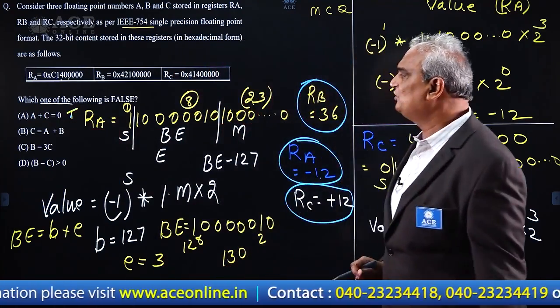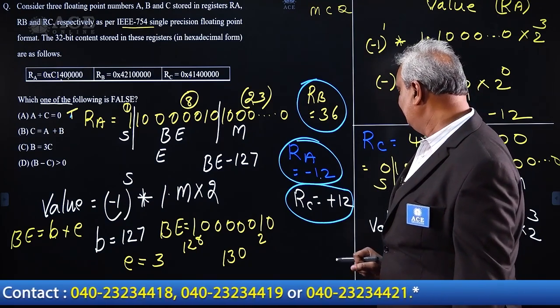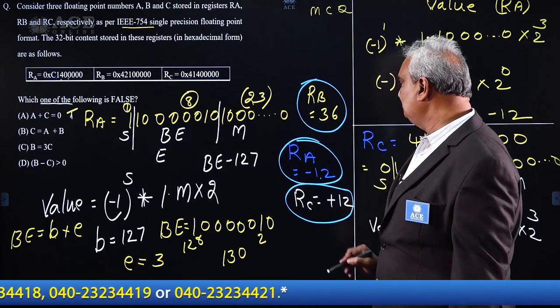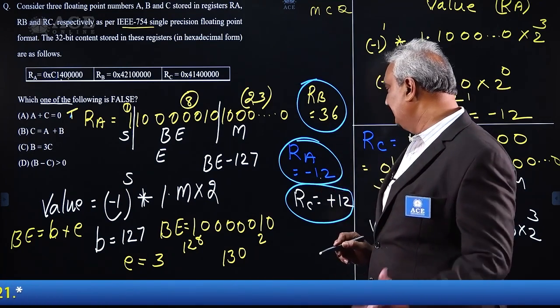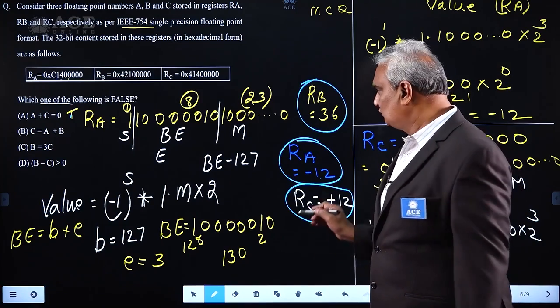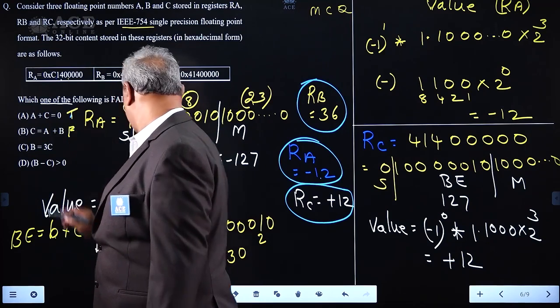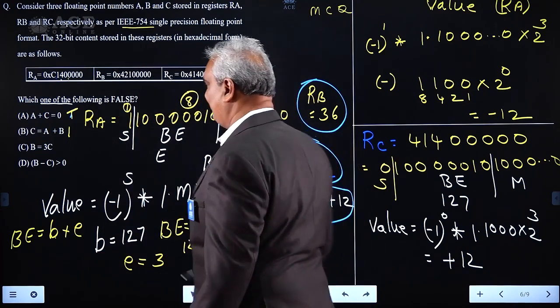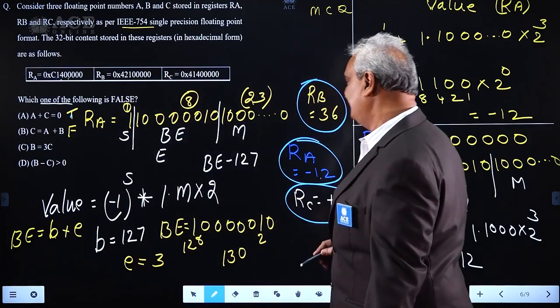What about B? C is equal to A plus B. C value is nothing but plus 12. A plus B, 36 plus minus 12, nothing but 24. So it is false. Option B is false.